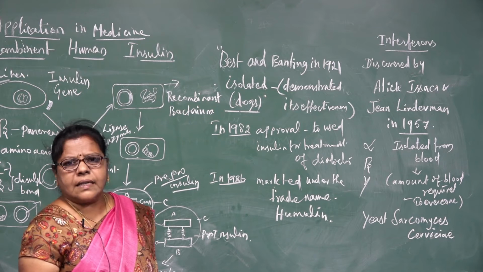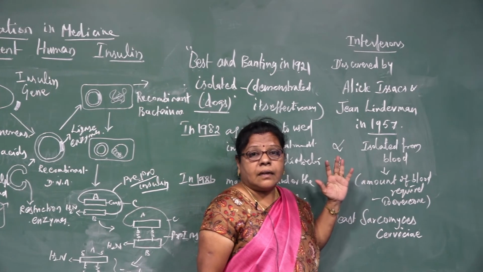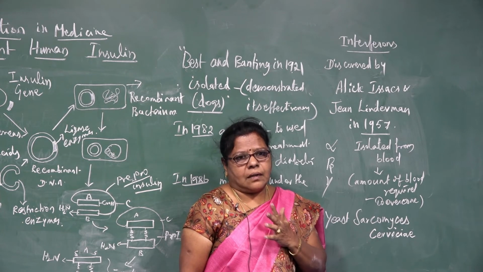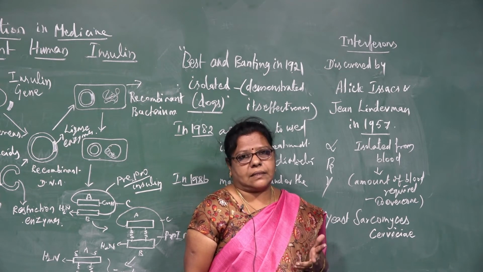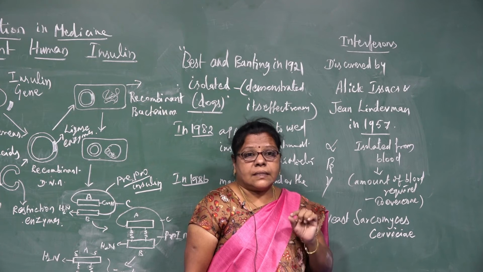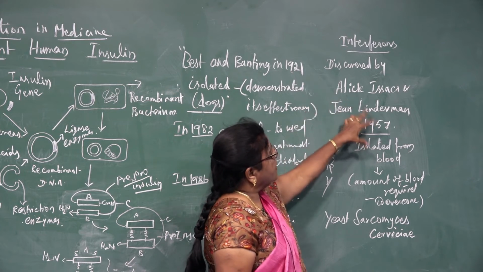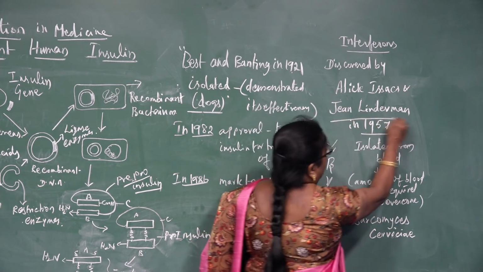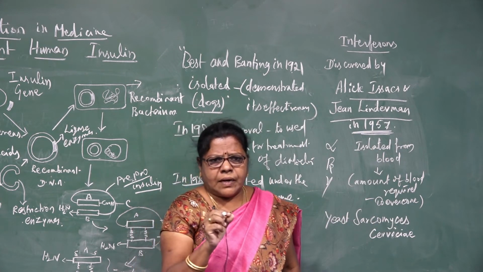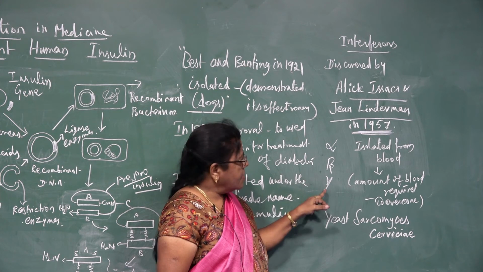So next, we are going to see about interferons, and how the interferons are produced by the recombinant DNA technique. What is interferon? Interferons are proteinaceous and antiviral substances. These are produced in the mammalian cell when it is affected by a virus. These interferons were discovered by Alick Isaacs and Jean Lindenmann in 1957. Based on structure, interferons are classified into three types: alpha interferon, beta interferon and gamma interferon.